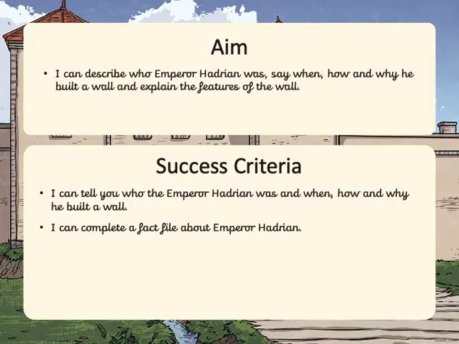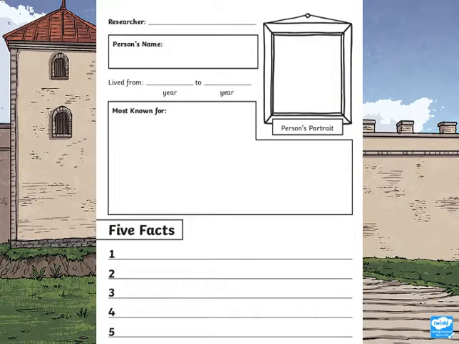You might also want to Google image search Emperor Hadrian to see if you can see any pictures that you might want to copy. I will warn you though, a lot of them are probably going to be statues which might be quite difficult to copy. So maybe type in Emperor Hadrian drawing, that might be a bit more helpful if you're looking for something to copy. Anyway, so yes, our end aim is to be able to fill out this sheet.